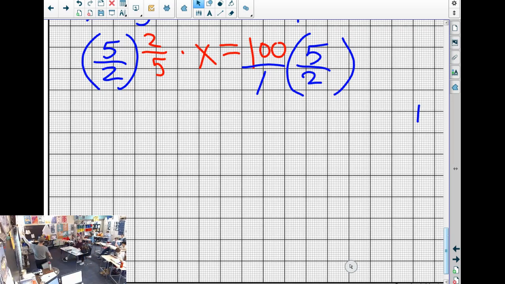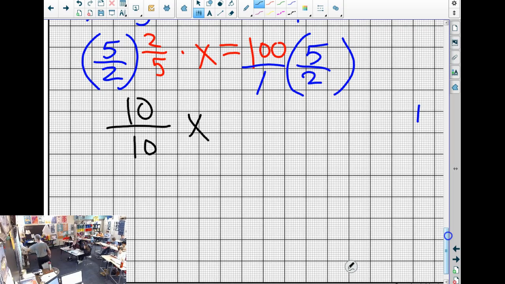Look what this does here. When we do numerator times numerator, denominator times denominator, what is 5 times 2? What is 2 times 5? 10. So 10 times x equals 100... yeah, actually that is true. What is 10 divided by 10? 1. This is the property we did before.